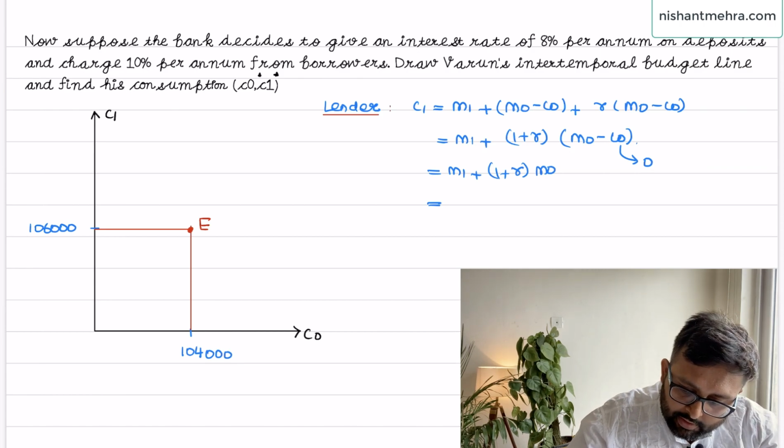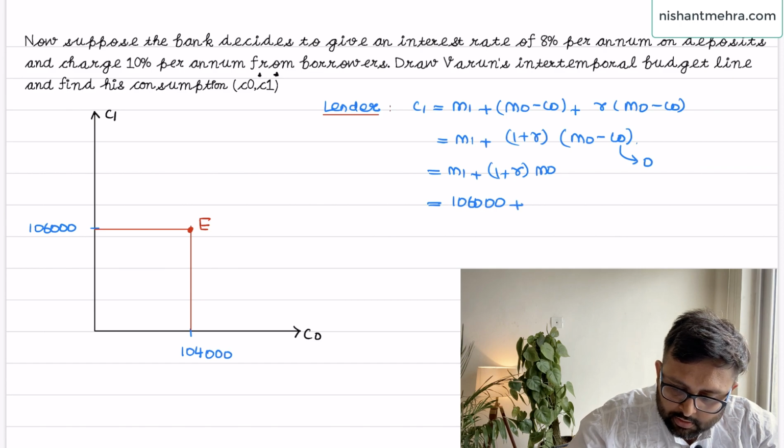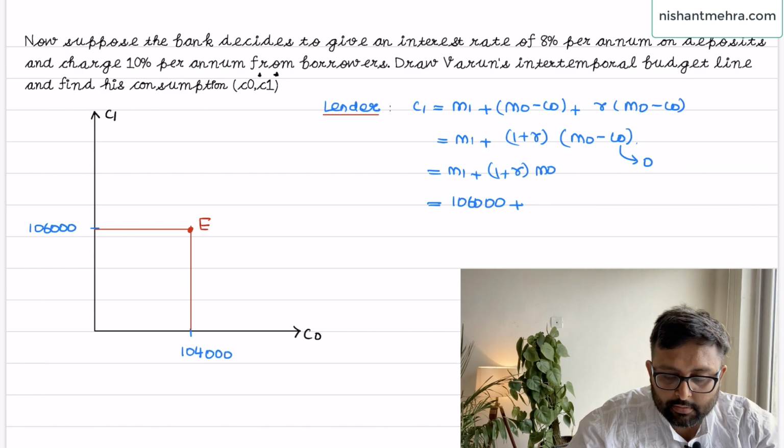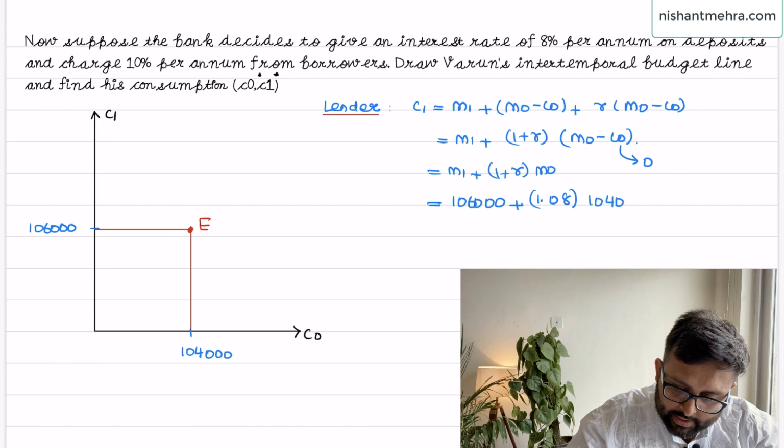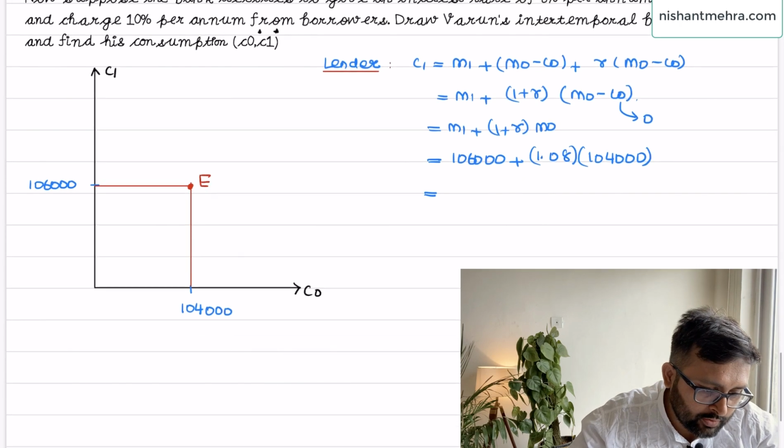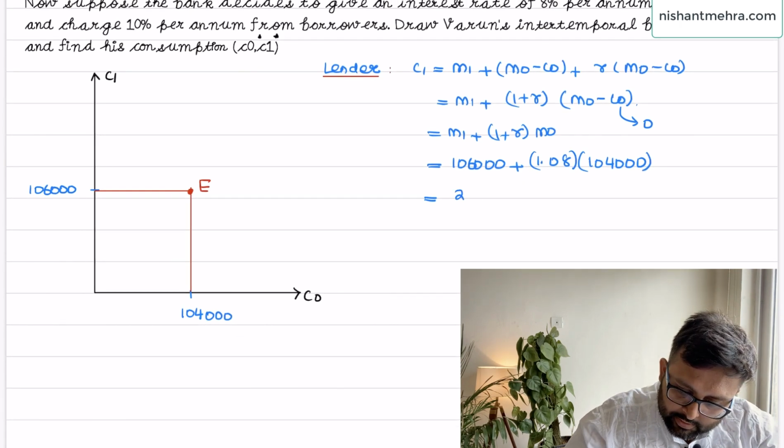What is your M1? M1 is next period's income, that is 1,06,000, plus now the lending interest rate is 0.08. So 1 plus 0.08 is going to be 1.08, and M0 is what, beta? 1,04,000. So once you solve this, you will be getting 2,18,320 here.